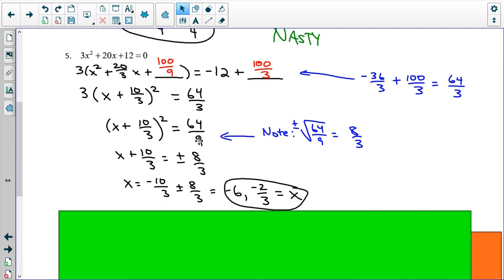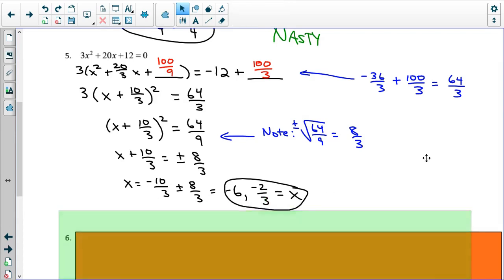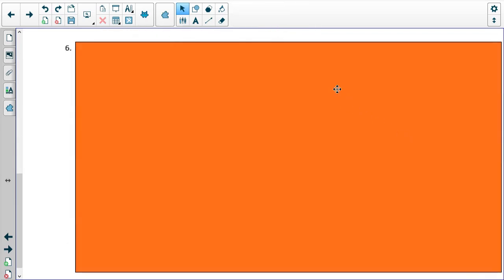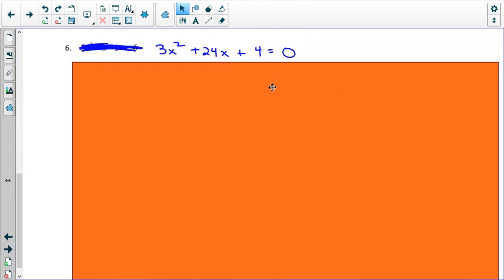So in this case, factoring would definitely be a better option if I recognized that it was factoring earlier, or possibly even the quadratic formula might be better. Problem 6, I was so sick of doing those that I just changed the problem to be something that's going to be a lot better.